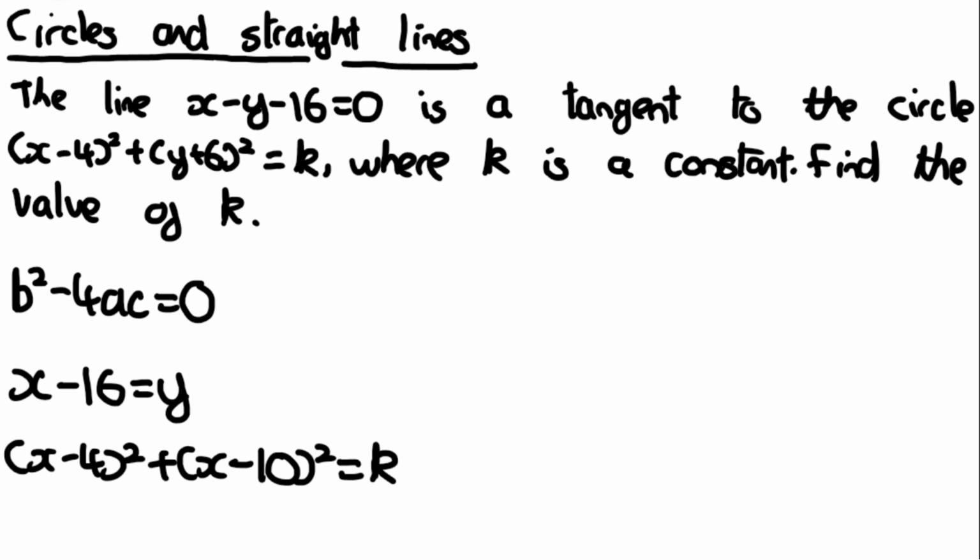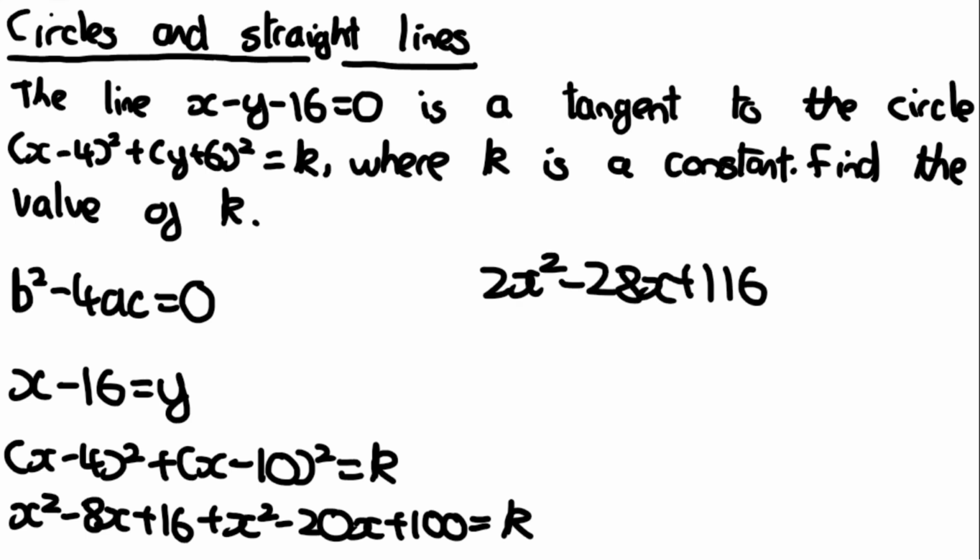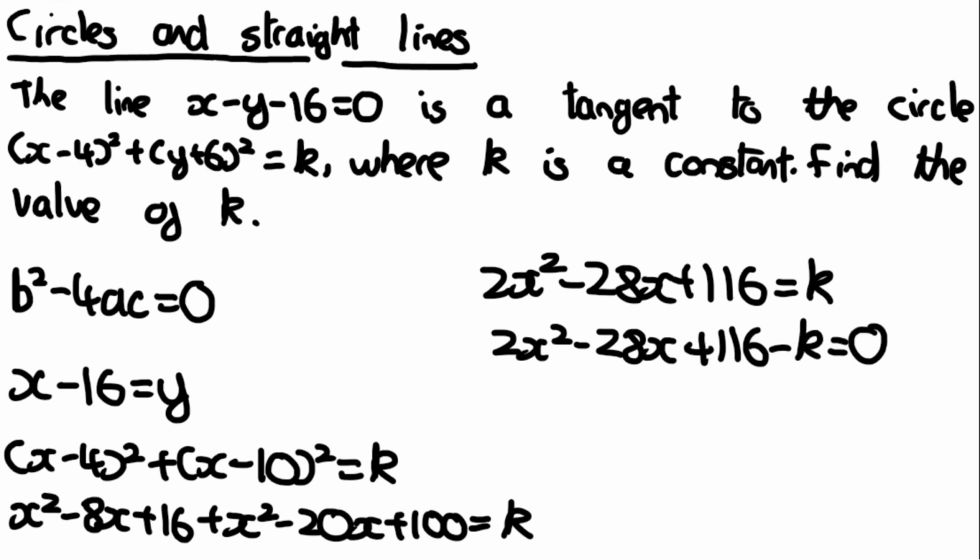is equal to k. We can expand the brackets to do x squared minus 8x plus 16 plus x squared minus 20x plus 100 is equal to k. Then we can simplify this by collecting like terms to 2x squared minus 28x plus 116 is equal to k. We can move the k to the other side to do 2x squared minus 28x plus 116 minus k is equal to 0. And then we can sub this into the discriminant, which we know is equal to 0.